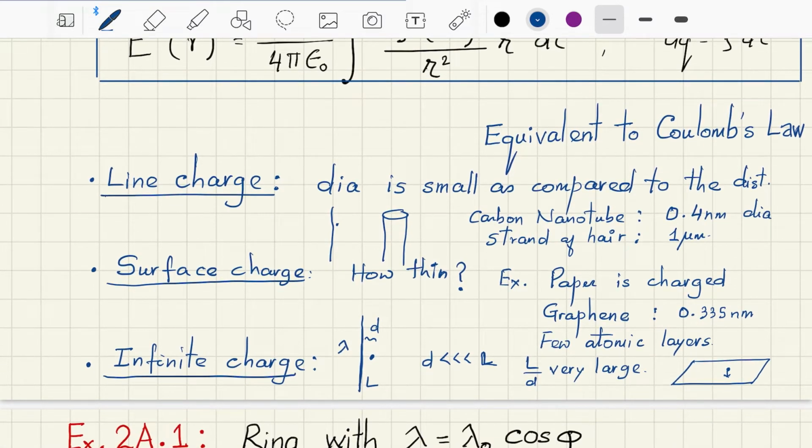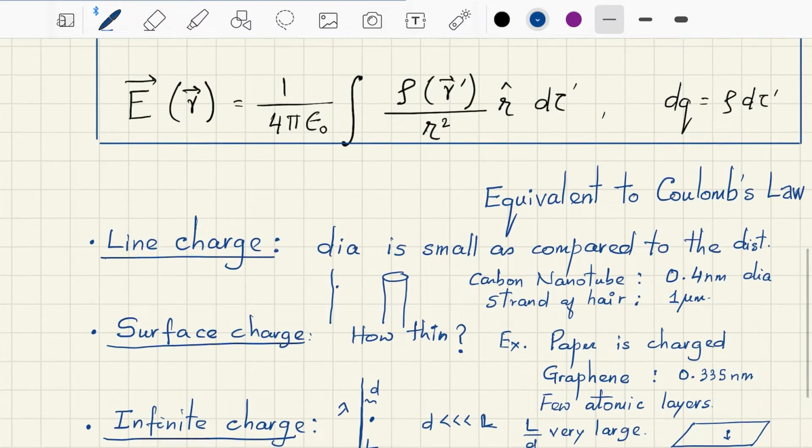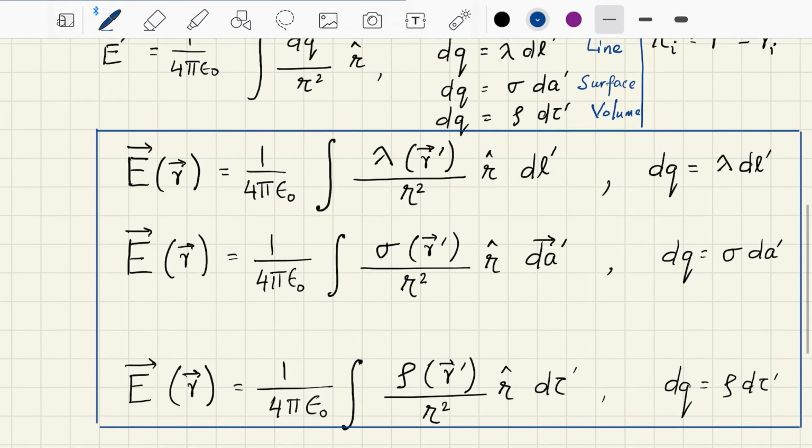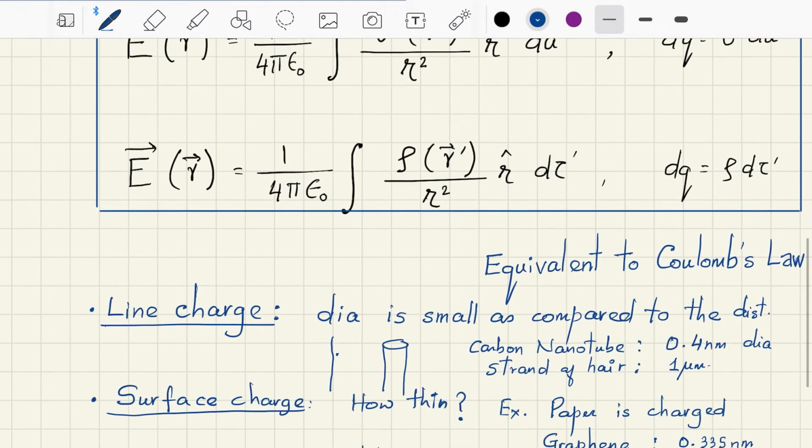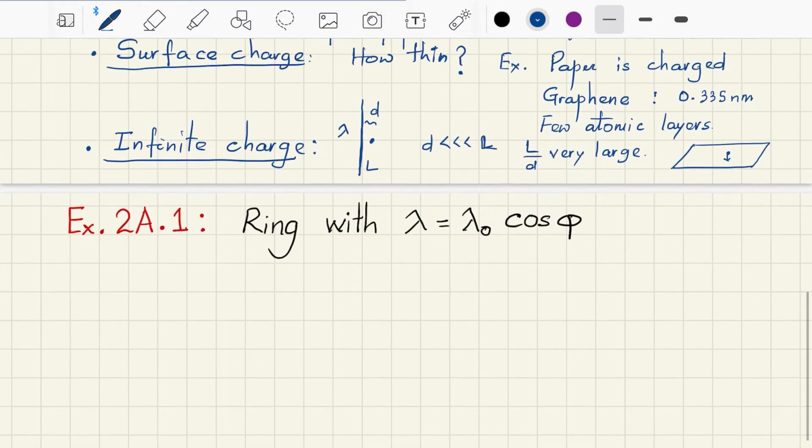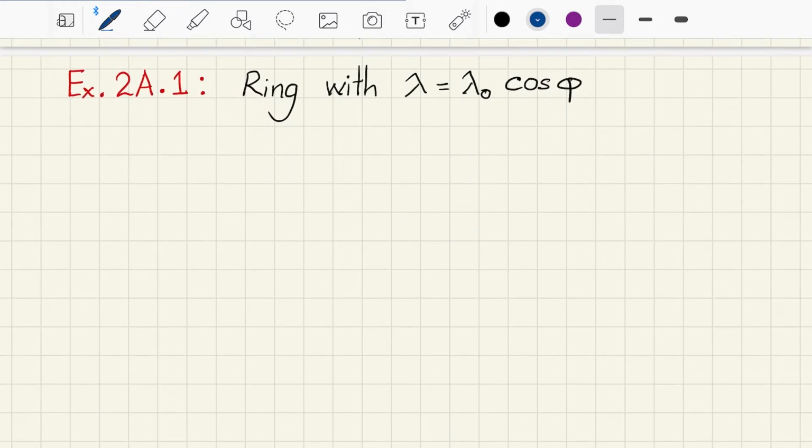Let's take one example of the equations that we have just written down. I'll probably take one example each, but let me first take one example, and let that example be a ring with linear charge density lambda equal to lambda naught cos phi. And what do we have to find out? Find the electric field on the axis.